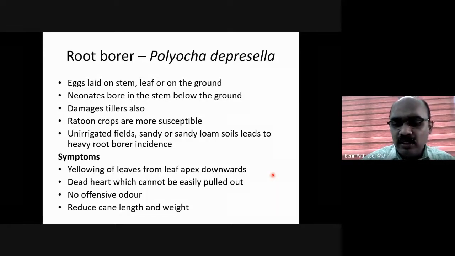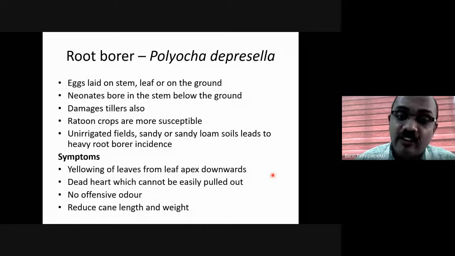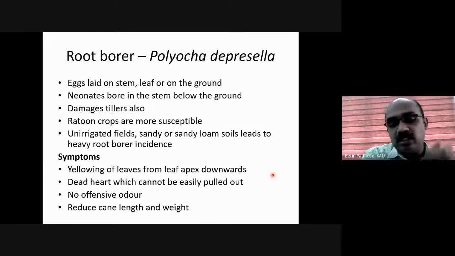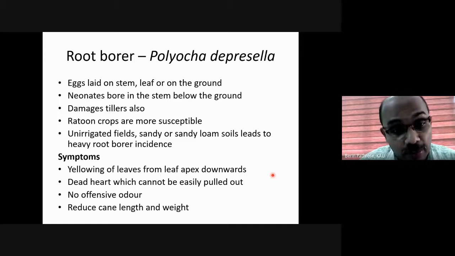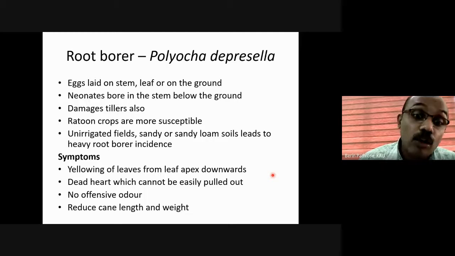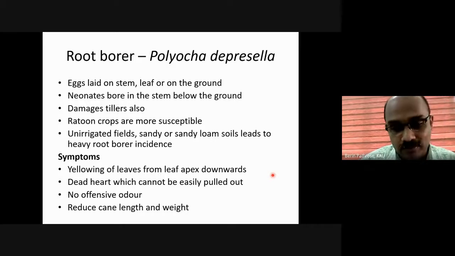The symptoms are yellowing of leaves from leaf apex downwards because it attacks the underground portion. There will be yellowing because there won't be any translocation of water and nutrients. So there will be yellowing of the leaf from leaf apex downwards, and there will be dead heart, but it cannot be easily pulled out.